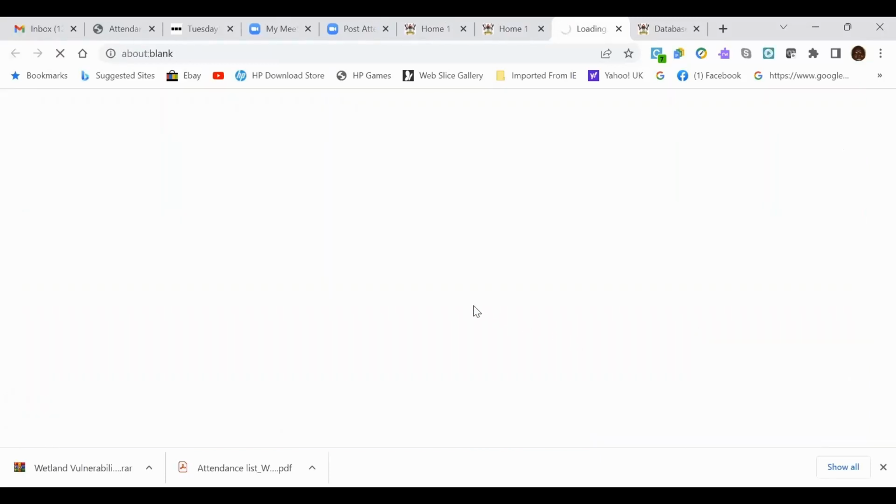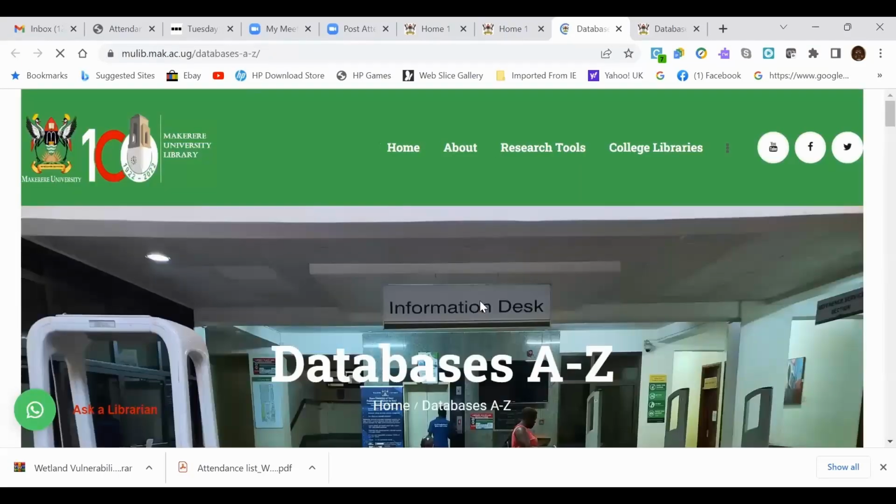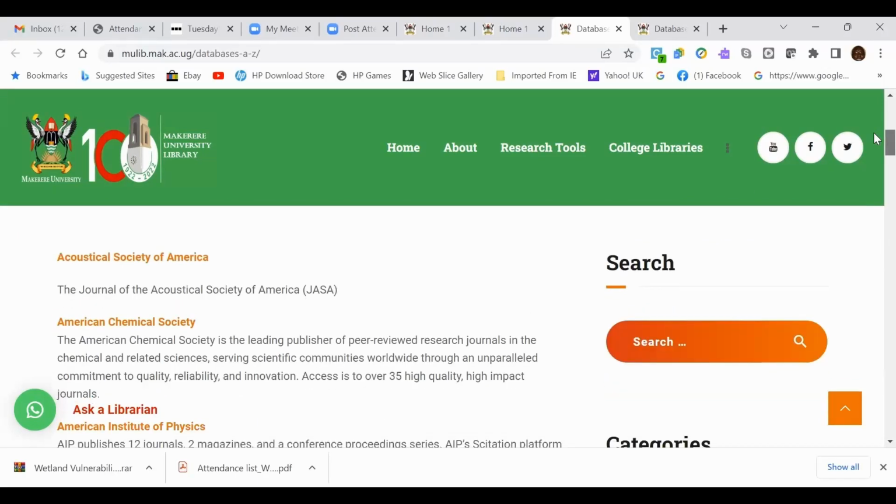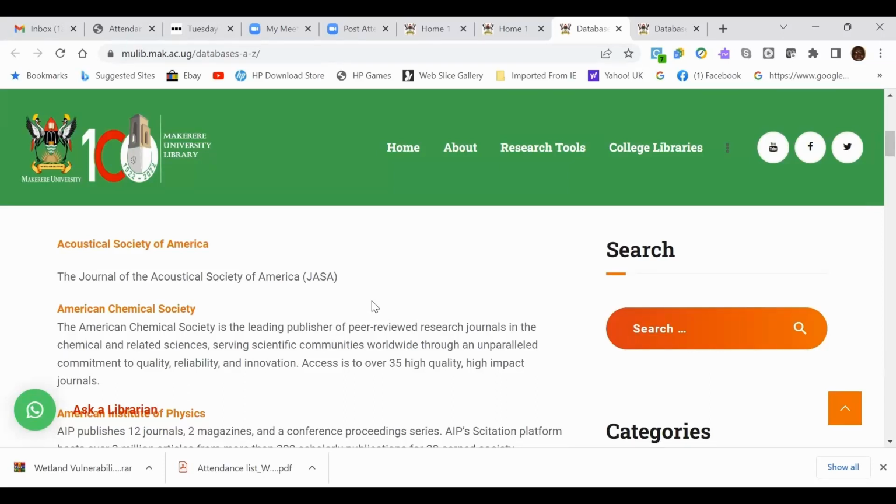So what is a database? A database, as you will see, is a collection, a database of various journals. And as you can see, we have various databases that we subscribe to. And I can assure you that the university spends a considerable amount of resources on these databases.